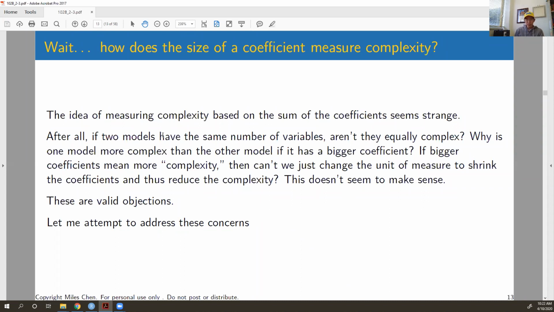Why would one model be more complex? Let's say this has 4 variables and this one has 4 variables, and this one just has bigger coefficients. Why is the one with bigger coefficients more complex? And if bigger coefficients mean more complexity, then can't we just shrink the coefficients, or change the unit of measure? If you go from inches to miles, or centimeters to meters, you change the size of the unit, and that changes the coefficient. Won't that change your complexity? Should changing the units change your complexity? These are valid objections, and I'm going to try to address them.